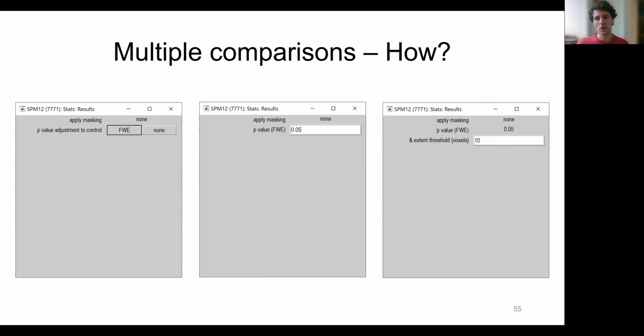So if you want to account for multiple comparisons in SPM, you just have to select FWE correction and pick your p-value and extent threshold. This is the number of neighboring voxels that have to be activated in order for a cluster to be considered as significant.